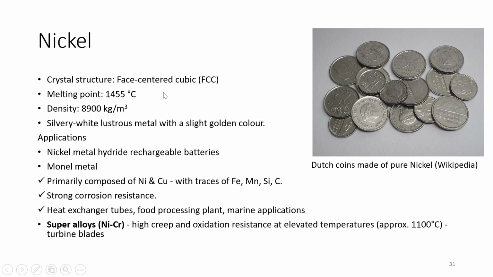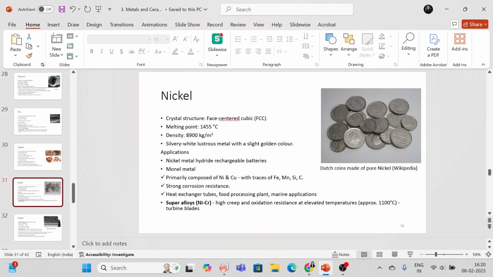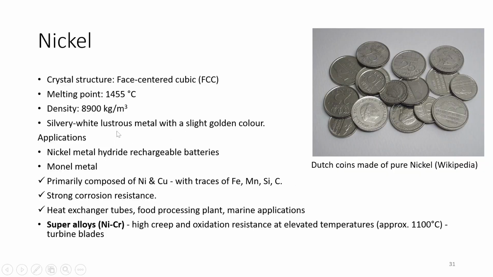Next is nickel. Its crystal structure is again FCC, and its melting point is 1455 degrees Celsius, and its density is 8900 kg per meter cube, and it has a silvery white luster, okay, similar to aluminum, with a slight golden color.